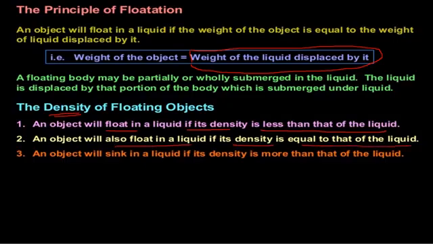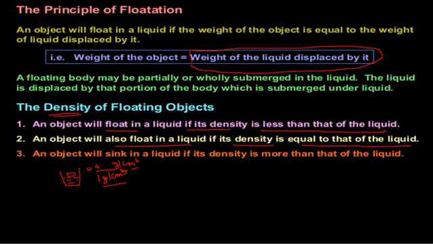Here I can take an example of ice floating on water, right? The density of ice is approximately equal to the density of water. Density of water is 1 gram per cubic centimeter, and of an ice cube is 0.9 grams per cubic centimeter. That is why ice floats on water. An object will sink in a liquid if its density is more than that of the liquid.